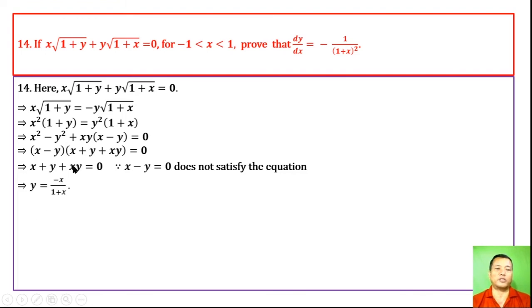Solving for y, we get this. Therefore, dy by dx, applying the quotient rule, we get this. Lastly, this. Hence, proved.